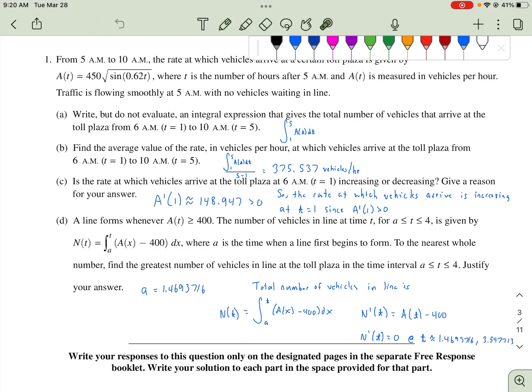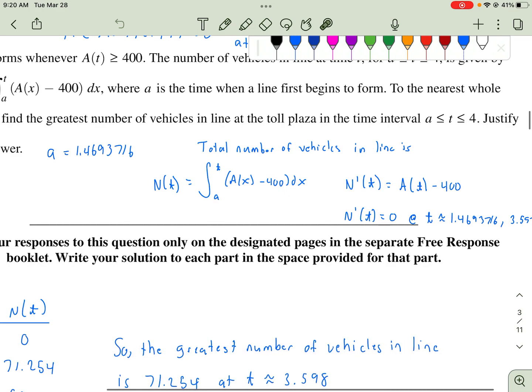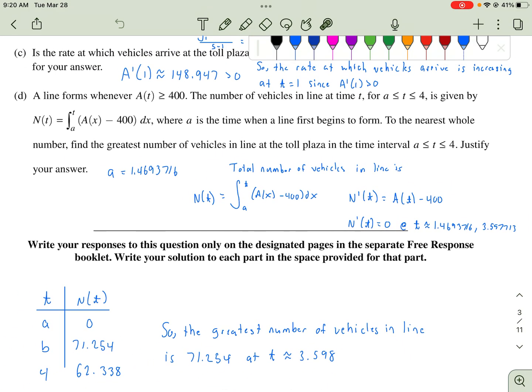Okay, and then part D, let's see, a line starts to form. Find the greatest number of vehicles in line. So the number of vehicles in line is the integral. Well, it's this function right here that they gave us. So that's the number of vehicles in line at any time, but we want to find the greatest number of that. So that means we want N prime.